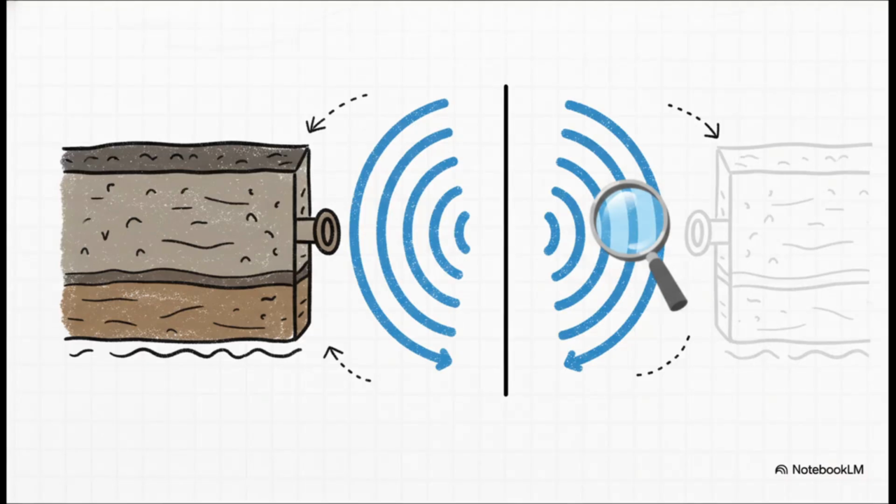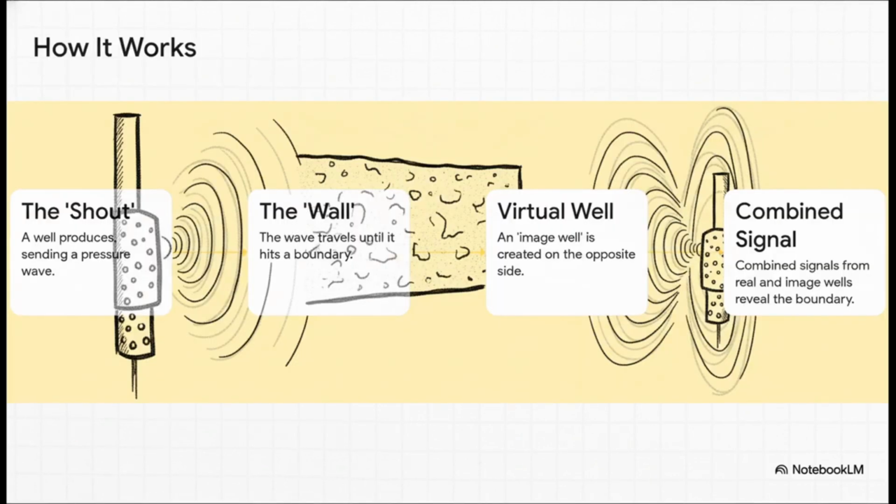The way engineers pull this off is with a brilliant mathematical tool called the method of images. And the heart of this method is something called the image well. Now, this isn't a real well. It's a virtual one, like a mathematical ghost that we pretend exists on the other side of the boundary. This virtual well perfectly mimics the pressure effect of the real boundary, acting just like a mirror for our pressure signal.